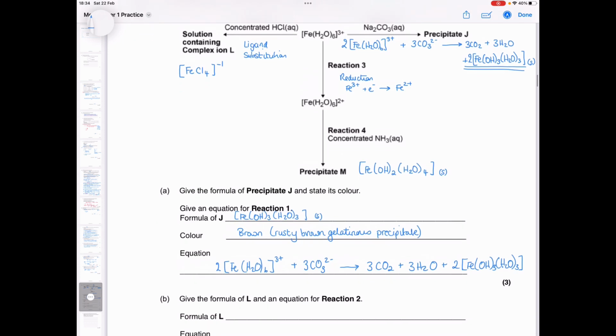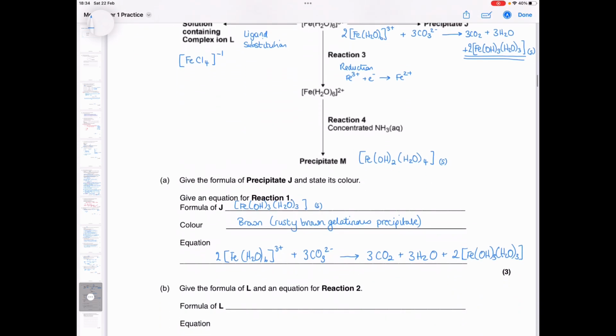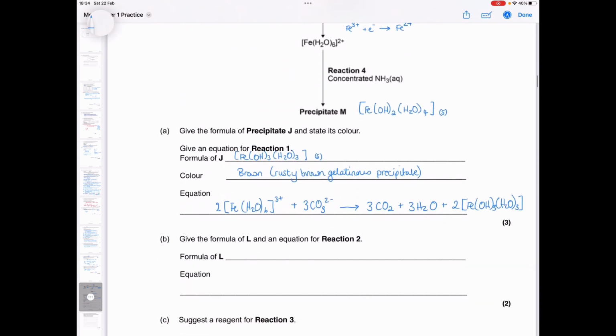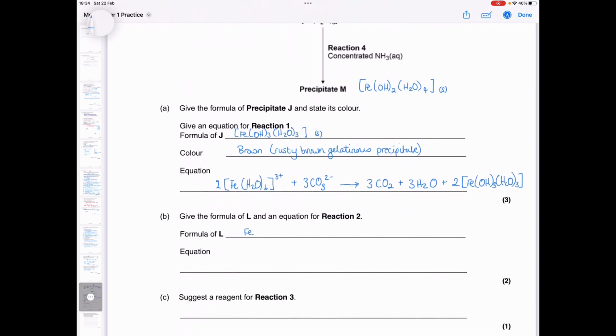Next question is to give the formula of L and an equation for reaction 2. So L is our tetrachloroiron(III) ion. So the formula is FeCl4-, and the equation is [Fe(H2O)6]3+ plus 4 Cl- forms FeCl4- plus 6 H2O. That's our ligand substitution reaction.